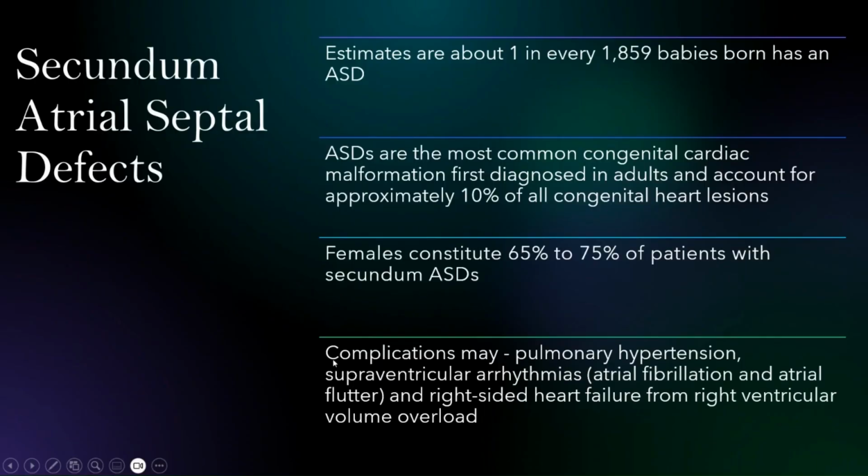With secundum ASDs, approximately 2,000 babies are born with an ASD. They are considered one of the most common congenital abnormalities that are picked up in adulthood and account for approximately 10% of all congenital lesions. Of course, the most common would actually be the bicuspid aortic valve, though. There is actually a female predominance with ASDs, where 65–75% of patients are females. The complications of an ASD include pulmonary hypertension, various arrhythmias, right-sided heart failure and right ventricular dilatation.